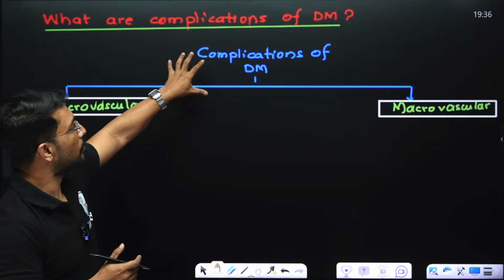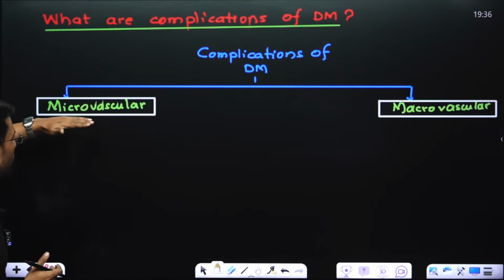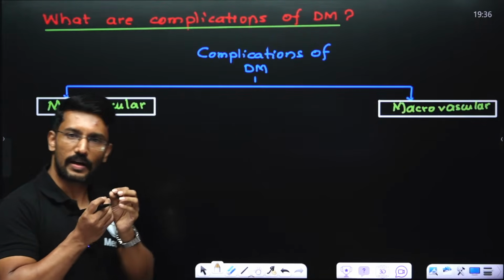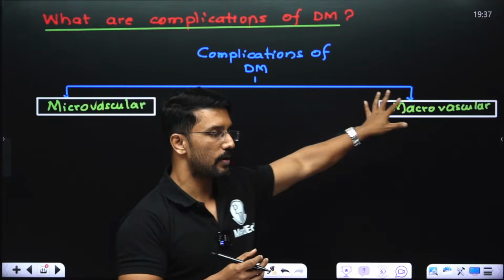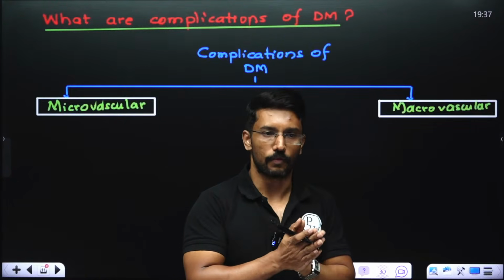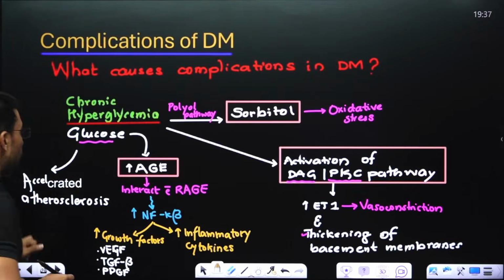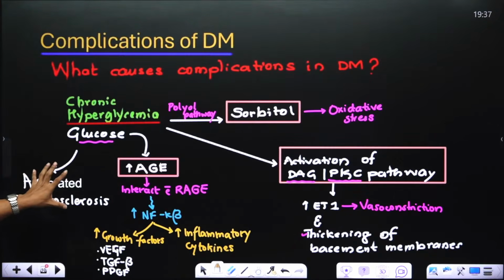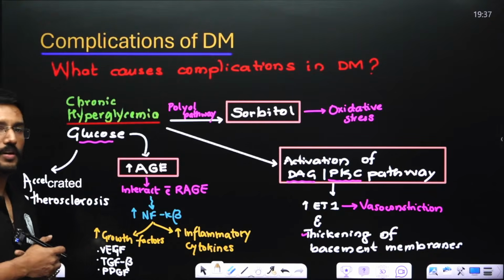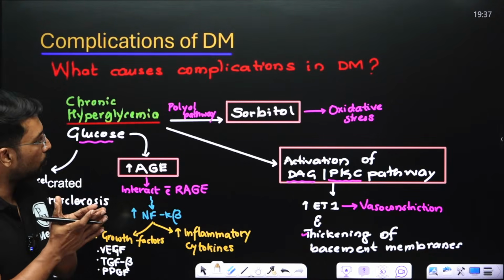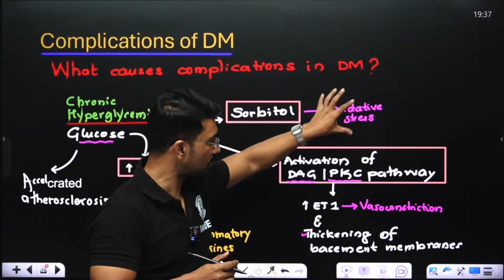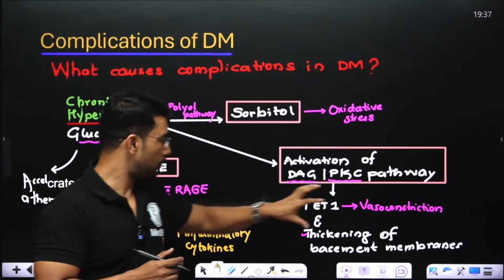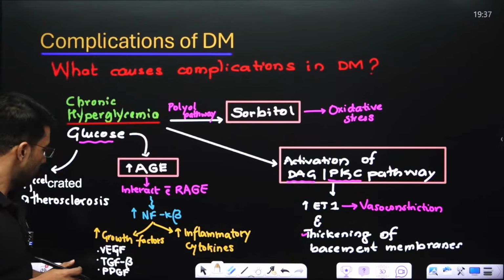Traditionally, we classify the complications of diabetes into two groups: microvascular, where smaller blood vessels are involved, and macrovascular, where larger blood vessels are involved. The mechanism behind the macrovascular complications is accelerated atherosclerosis and the formation of advanced glycation end products. The mechanism behind microvascular is oxidative stress, activation of the DAG-PKC pathway, and advanced glycation end products.